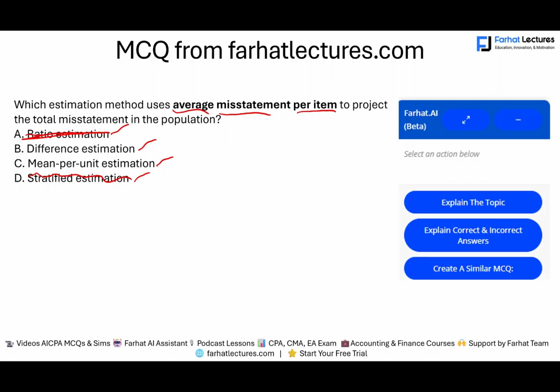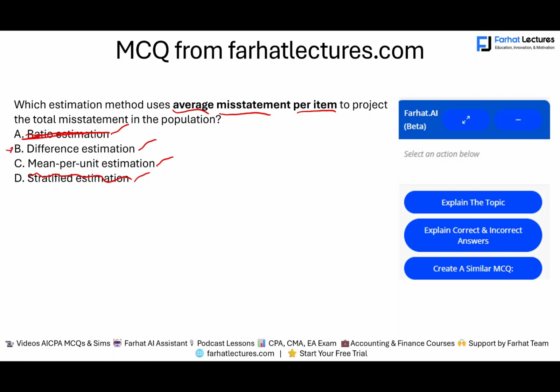Well, let's think about difference estimation. How do we compute the difference estimation? Well, what we do is we take the difference between the audited and the book value and spread the average dollar misstatement across the population. Hold on a second, I just explained what's in the question. So it takes the average misstatement to project it. The average misstatement is the difference between the audited value and the book value. We'll take the difference, find the average misstatement, then project it. That's the difference estimation. I would say so far B is a good answer choice.